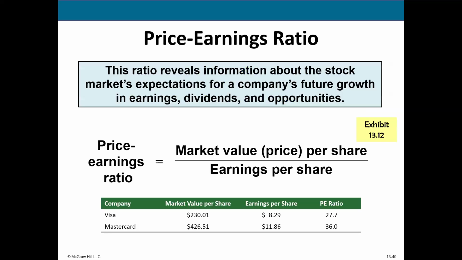The next ratio is called the price to earnings ratio. What this price to earnings ratio does is it shows us what the market is willing to pay for the company's current earnings, price to earnings. So we take the market price per share divided by earnings per share.